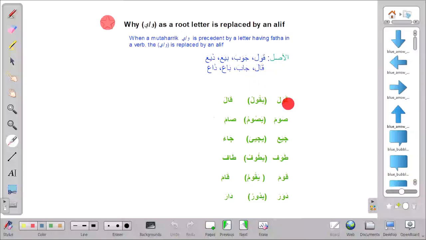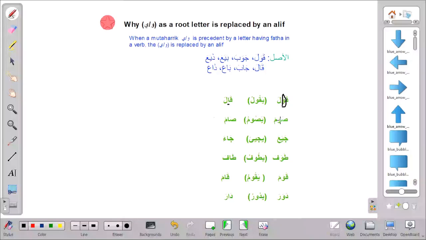Okay, so let's look at examples here. Kawala, as I said, kawala. Saying kawala is difficult. So you see that wow, this wow is having fatha, kasra or dhamma, it is mutaharrik. Then it is preceded by a qaf, a letter which has fatha. When that happens, a wow or a ya in a verb, having fatha, kasra or dhamma, preceded by a letter which has fatha, that wow or ya will be turned to alif. So here it will become qala.